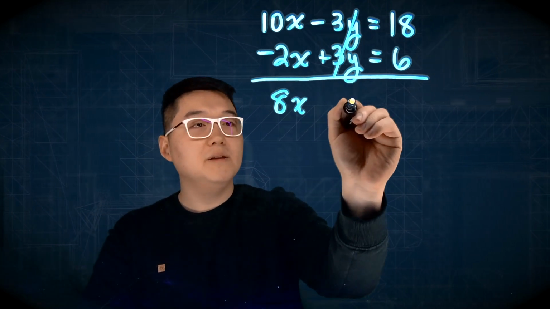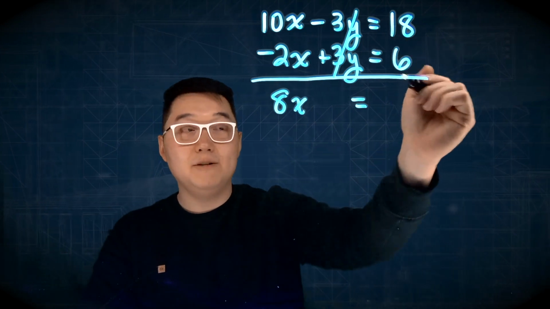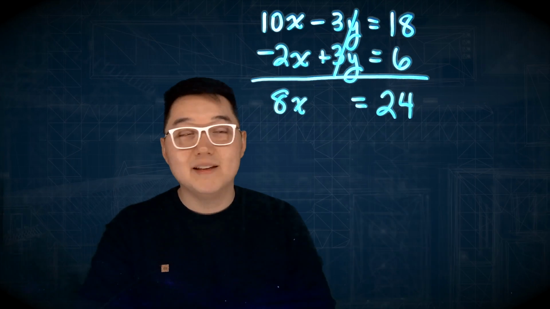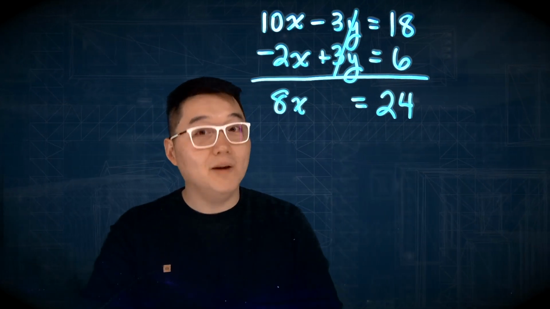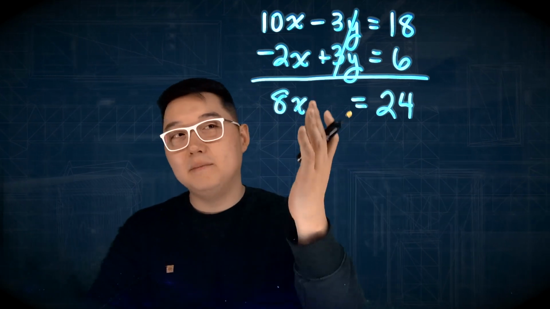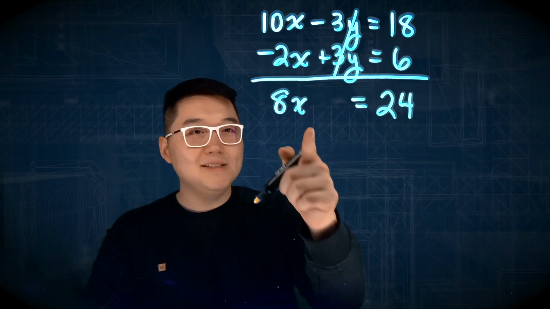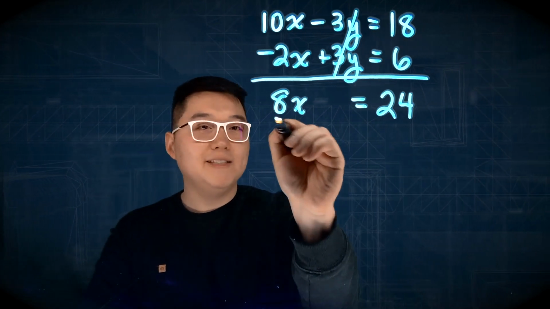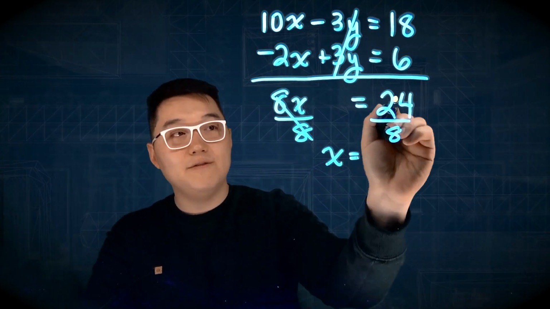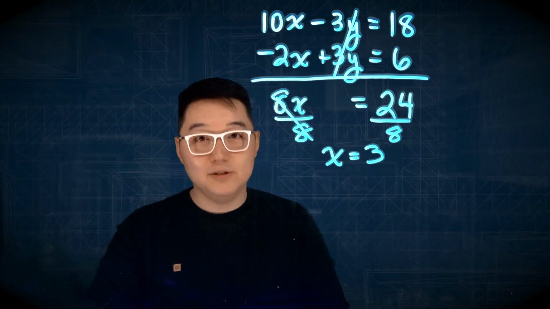Okay, so then what's on the right side of the equal sign? Well, 18 combined with 6 is 24. And there you go. Now we have a very simple one-step equation. 8x equal to 24. In other words, 8 times something has to equal 24. So what is that something? What does x equal to? Well, if I divide both sides by 8, we get x equals 24 divided by 8, which is 3. So 3 is our solution.